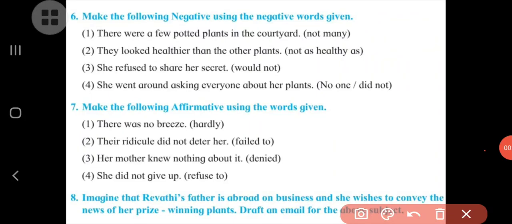Hello scholars. In today's session, we will continue some of the activity given in the English workshop of the chapter Revti's musical plant. Now, we are going to consider the activity which is based on the grammar part, that is negative and affirmative. How to write negative and affirmative sentences with the help of negative words given there, and some other words given there in order to form the positive or affirmative sentence.